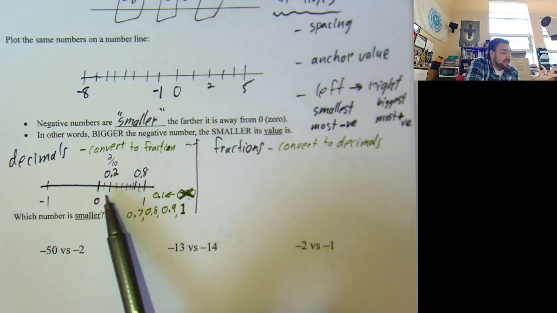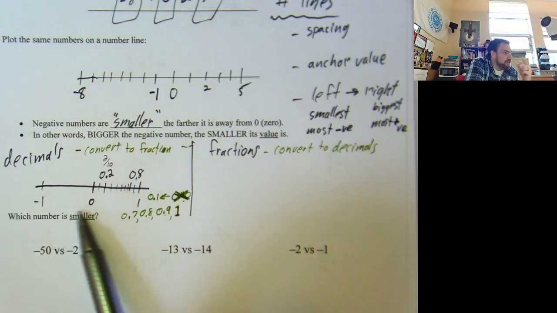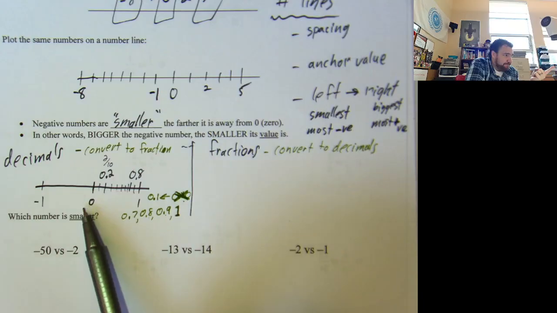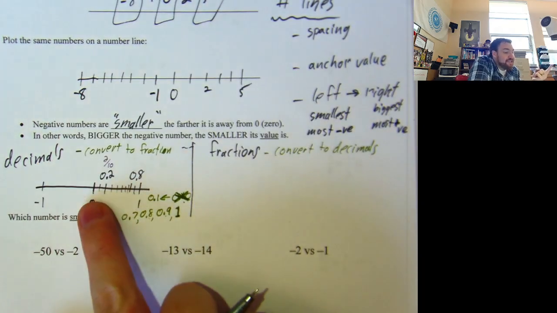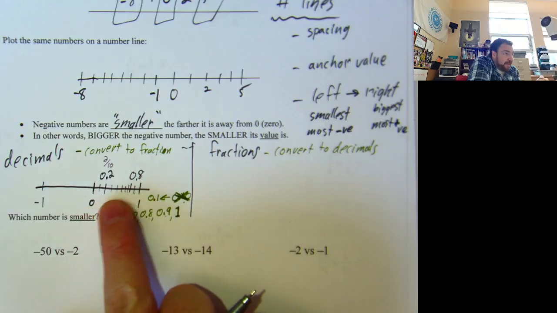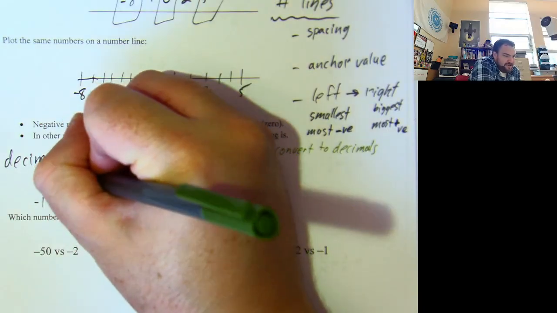You're right, it's going to be to the left of 0 because this is the negatives, but where in this gap is negative 0.2 going to be? Closer to 0. It should be closer to the 0. The same distance from 0 that 0.2 was, just to the left, right? Negative 0.2.